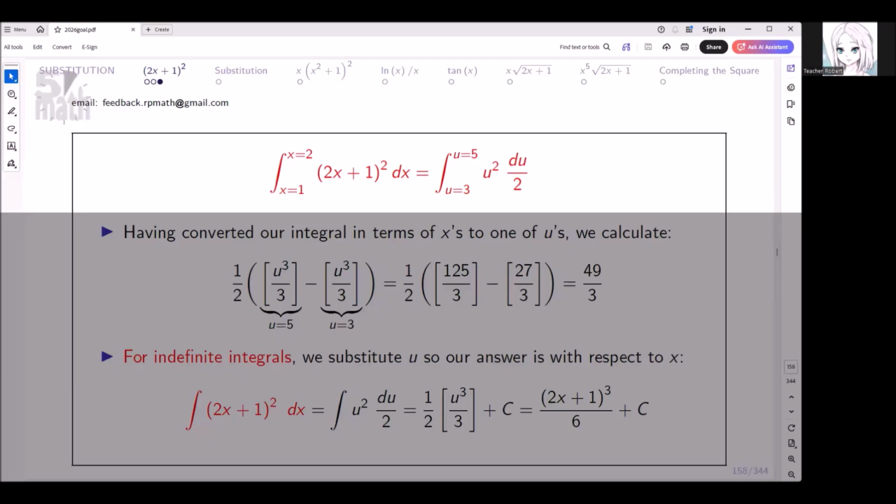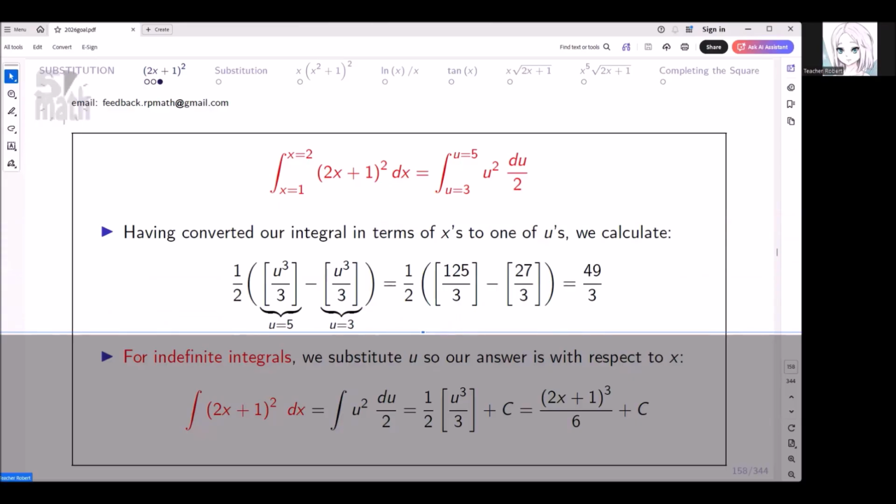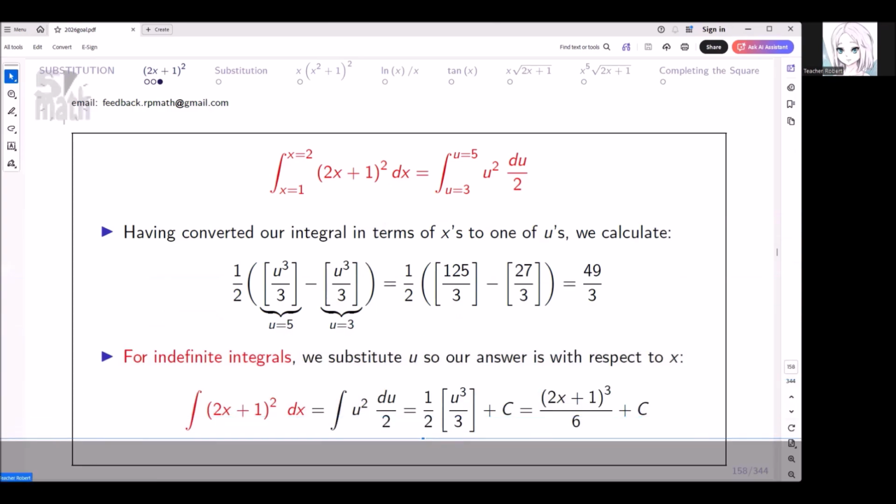Integral of x equals 1 to x equals 2, 2x plus 1 squared dx equals integral u equals 3 to u equals 5, u squared du over 2. Having converted our integral in terms of x's to one of u's, we calculate. For indefinite integrals, we substitute back u, so our answer is with respect to x.